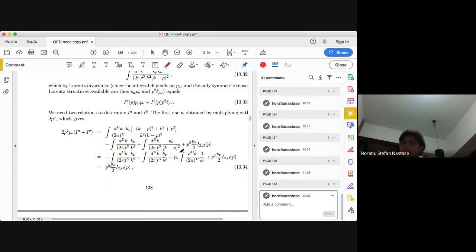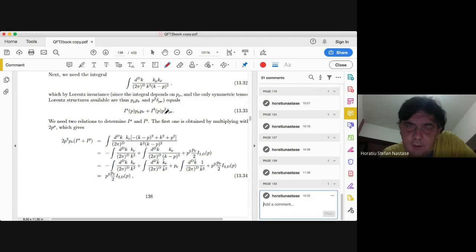And again, the same trick. To calculate IA and IB, I have to multiply things with some other momentum. So let's multiply with 2 p mu. If I multiply with 2 p nu, then I get here 2 p squared p nu. And here I get again 2 p squared p nu, because I have p mu times delta mu nu, it's p nu. So it's 2 p squared p nu times IA plus IB.